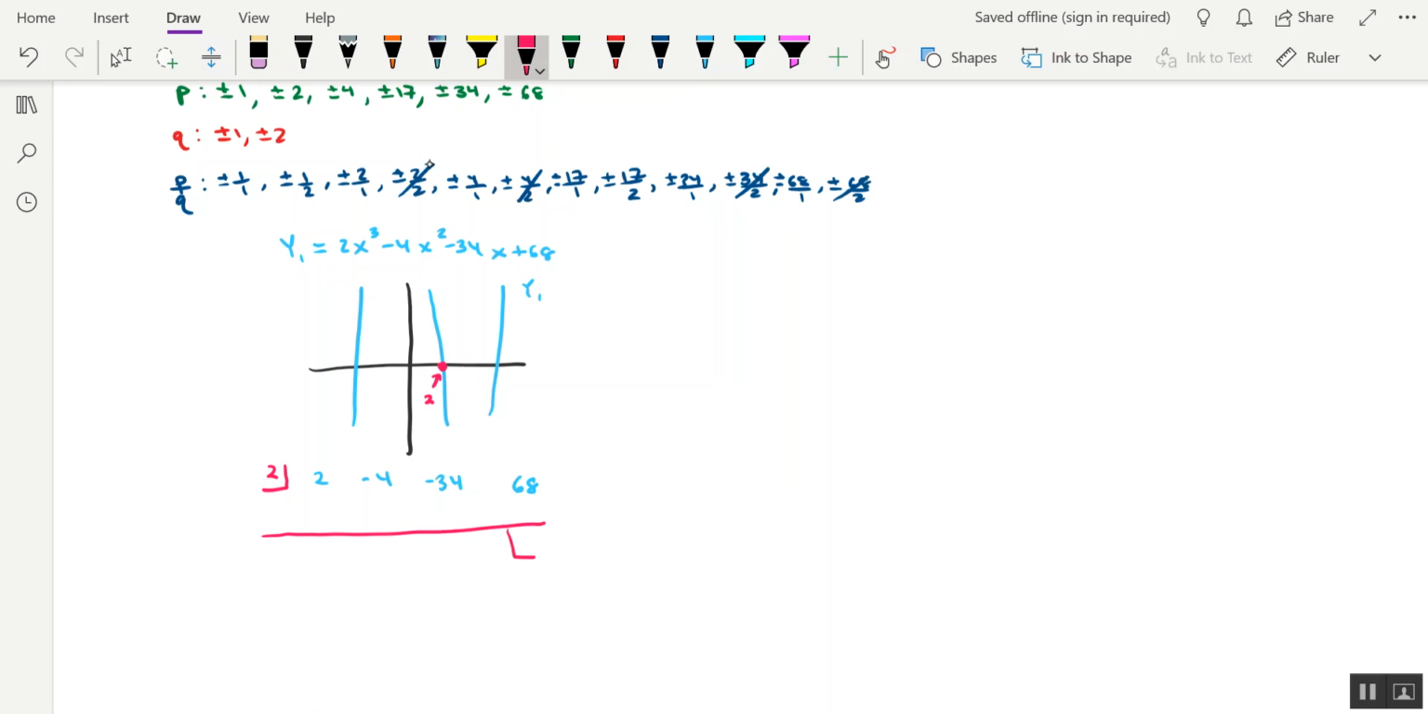And there's the rest of my setup. The first thing we're going to do is carry down this 2. And then I'm going to multiply the 2 that's in the half box in the upper left-hand corner by what I just carried down. That gives us a 4.